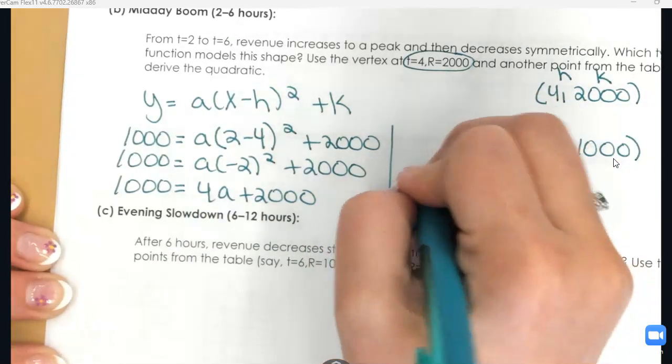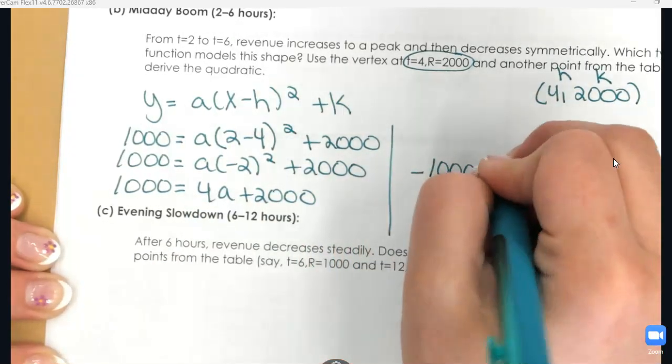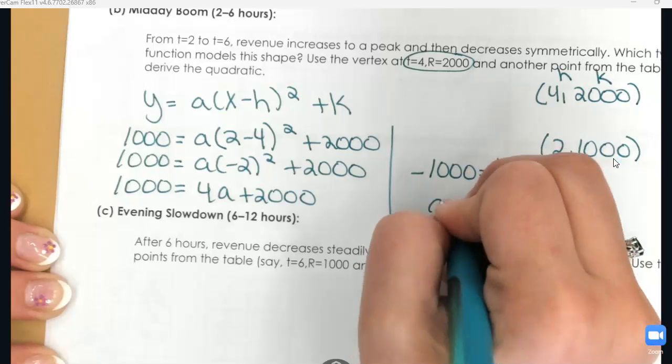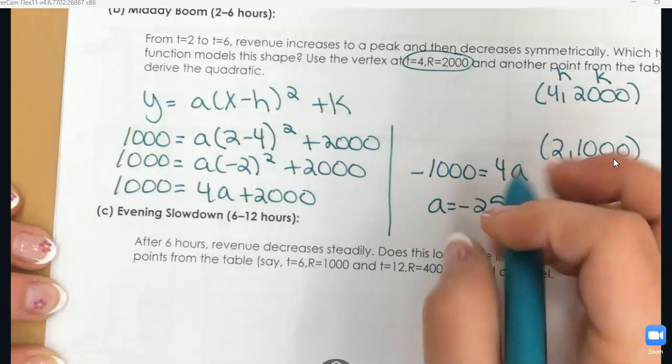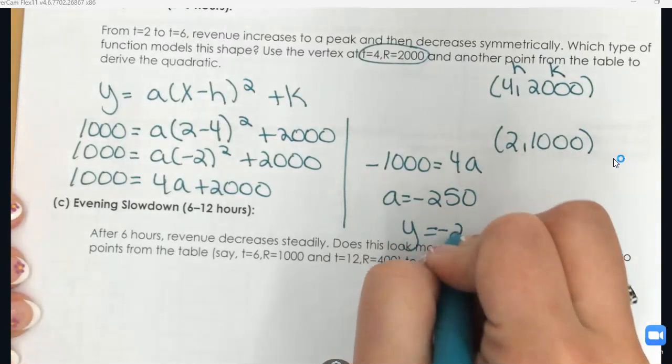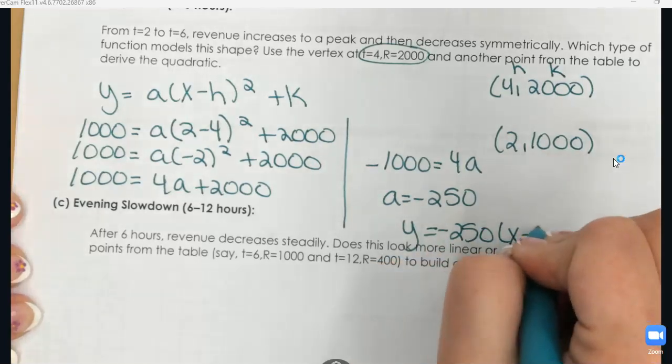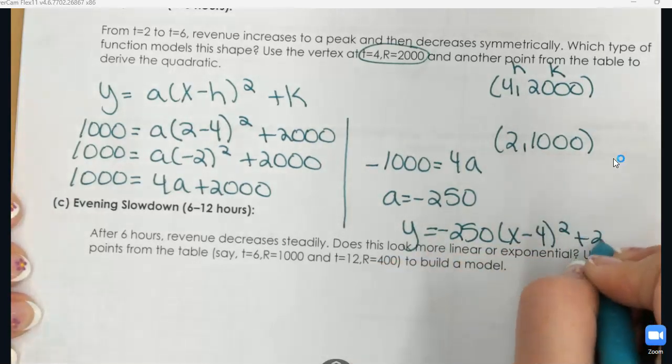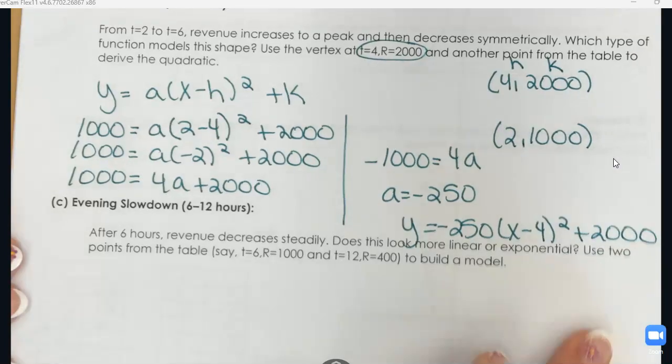Subtracting 2,000, and I get, after I divide, that a is negative 250. So my equation is negative 250 times x minus 4 squared plus 2,000.